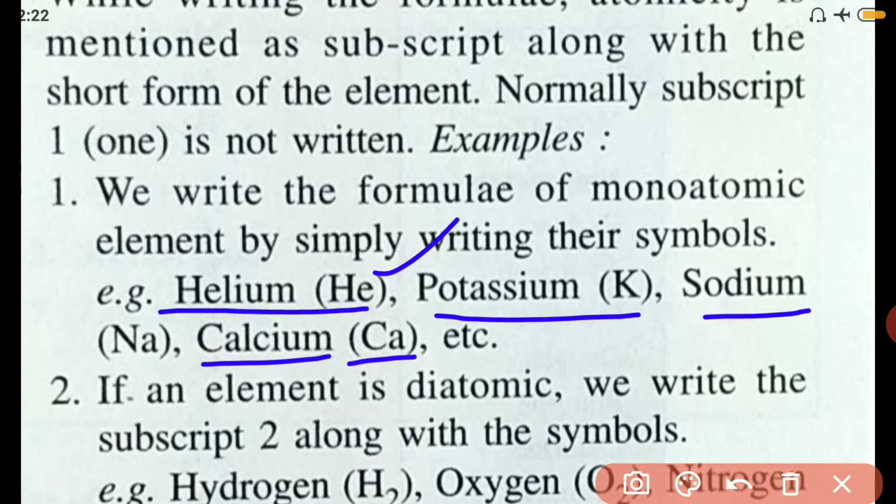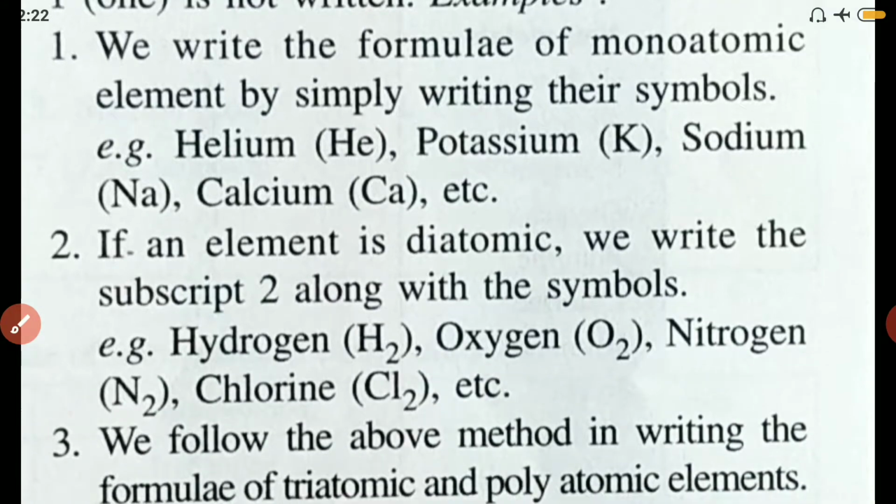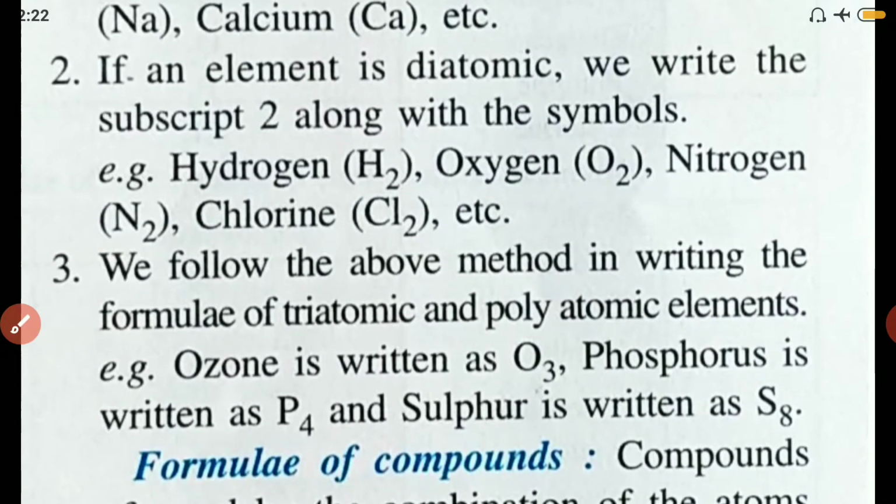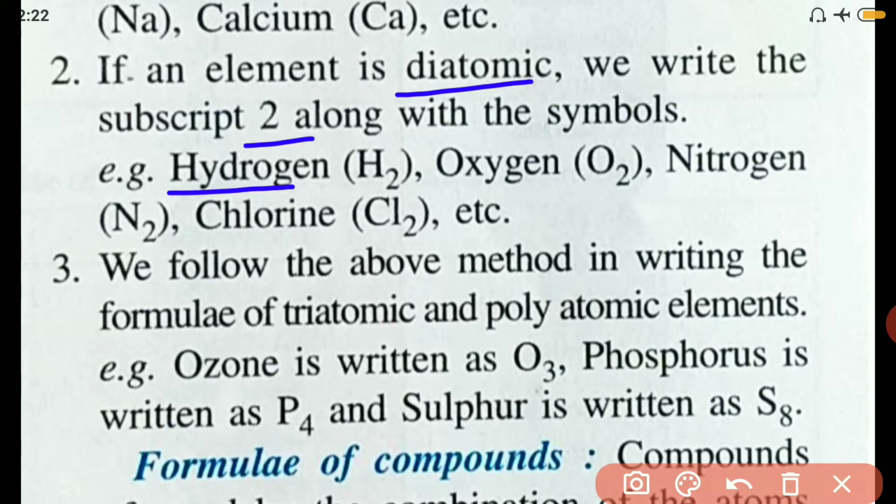Number 2, if an element is diatomic, we write the subscript 2 along with the symbols. As you all know, diatomic means a molecule having two atoms chemically combined. We write the subscript 2 along with the symbols. For example, hydrogen, as you know, the symbol for hydrogen is H, but this 2 here in the subscript will represent one molecule of hydrogen. So the whole thing, H2, will represent one molecule of hydrogen.